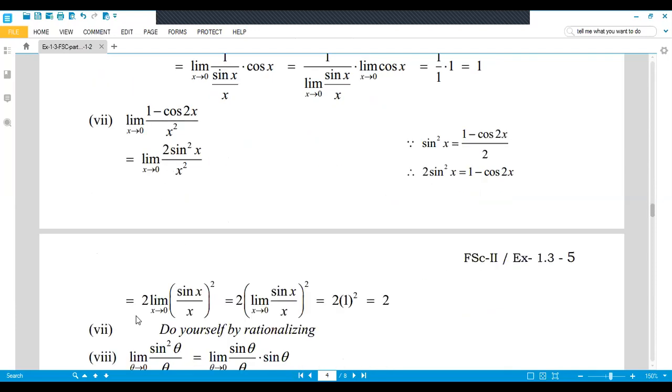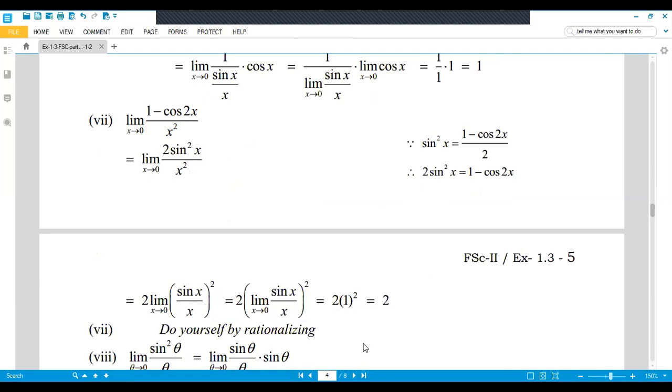Now, if you take the 2 outside, the limit sine is in the form of a square and this denominator is also in the form of a square. So we take the whole square and apply the limit inside the whole square. So this is converted into the law of sine. So 1 square is equal to 1. And the seventh part, you do it by yourself by the method of rationalization.